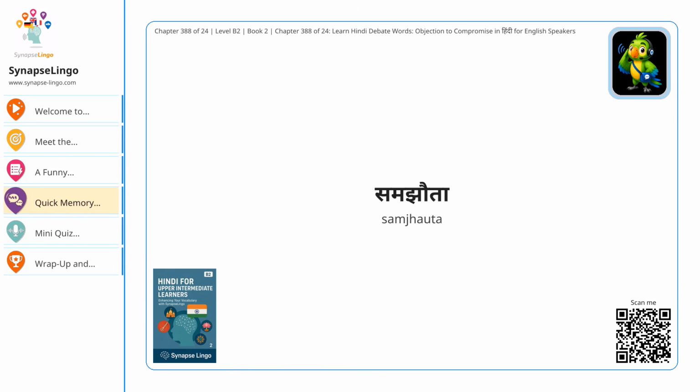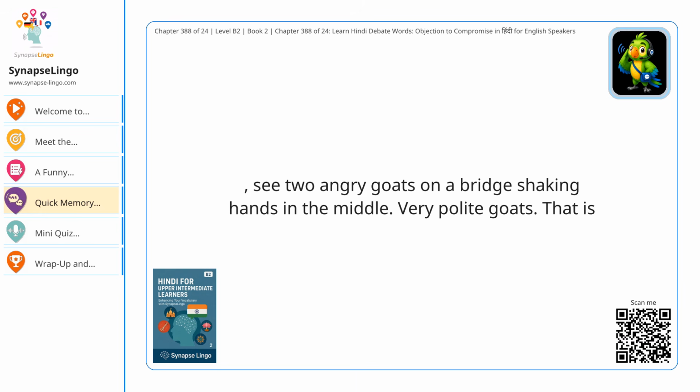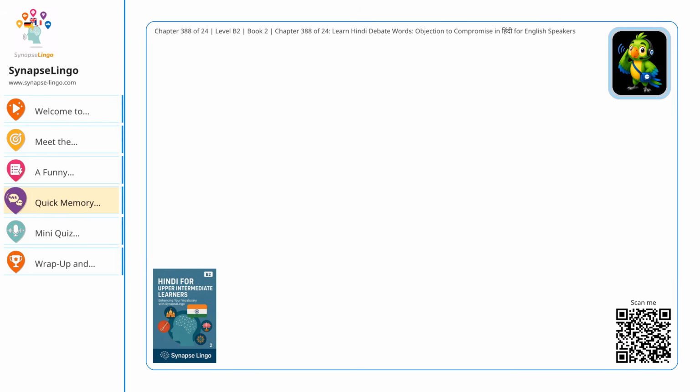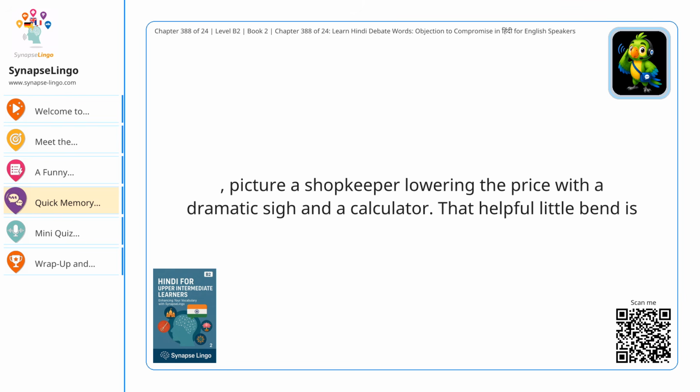Number 7, समझौता. See two angry goats on a bridge shaking hands in the middle. Very polite goats. That is समझौता. Number 8, रियायत. Picture a shopkeeper lowering the price with a dramatic sigh and a calculator. That helpful little bend is रियायत.